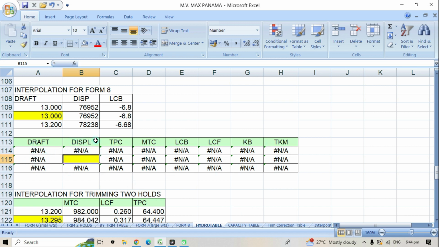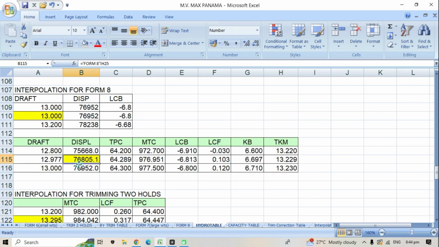The draft, displacement, TPC, MTC, LCB, and LCF, and KB, and TKM. But when I put the displacement, it will have value. Why? Because it has already a formula. Here, this one. And this one, so it is already programmed, guys. And every cell has a program except for this one, okay.